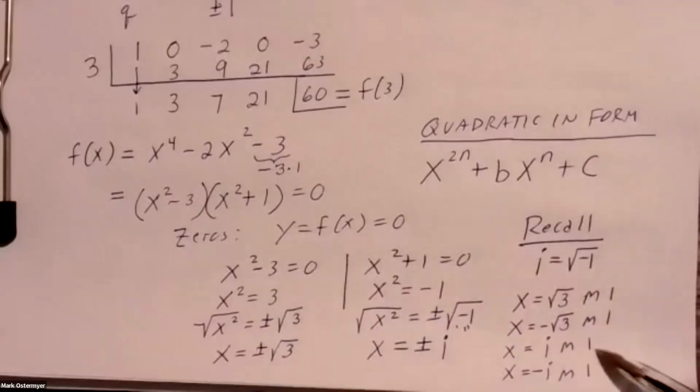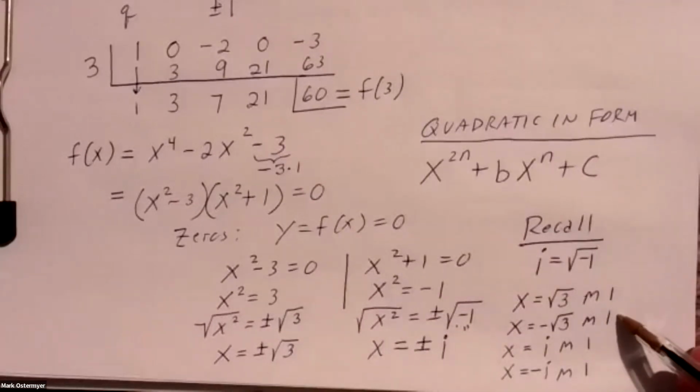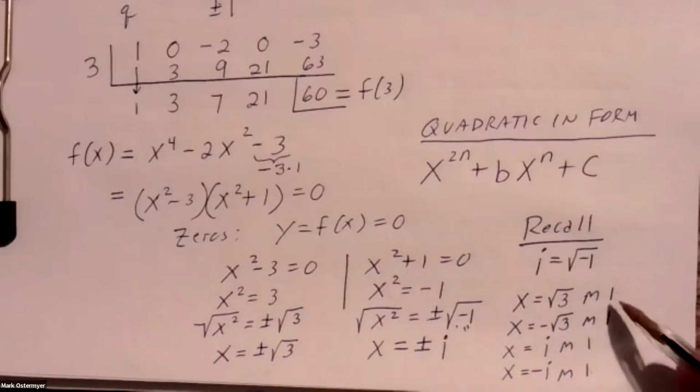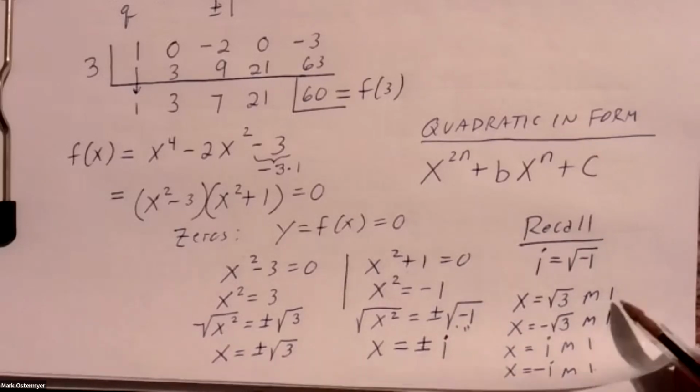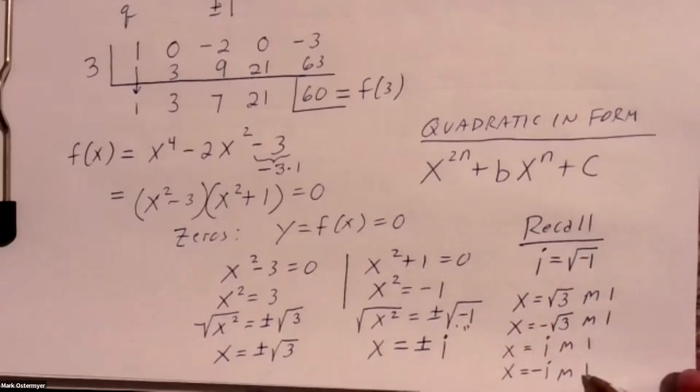What's the multiplicity of the other zero, which is negative i? Multiplicity of 1. If you add these multiplicities together, do they sum up to the degree of the polynomial? 1 plus 1 plus 1 plus 1 is 4. We had a 4th degree polynomial. The fundamental theorem of algebra has been confirmed. The sum of the multiplicities of all the zeros of a polynomial function always add up to the degree of the polynomial.